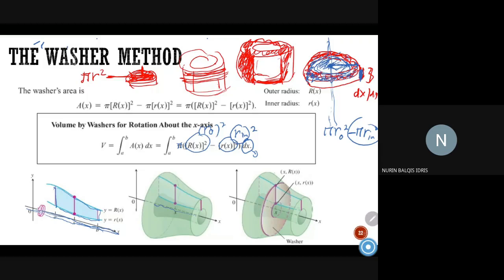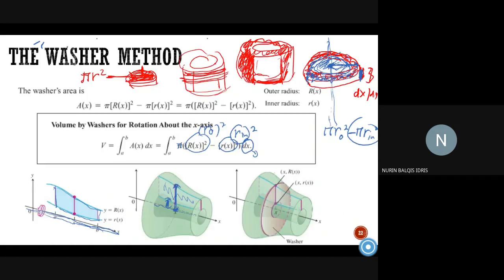Daripada sini maknanya you have to identify what is the R out and R in. Region dia kat sini je sebenarnya, tapi nak cari area of this part, maksudnya you kena cari the area, the outer radius. Okay, this is the outer radius, this curve, R out square minus with the inner radius. Yang ni adalah inner radius. Okay, then you will get the area tu dan multiply lah macam saya cakap tadi.